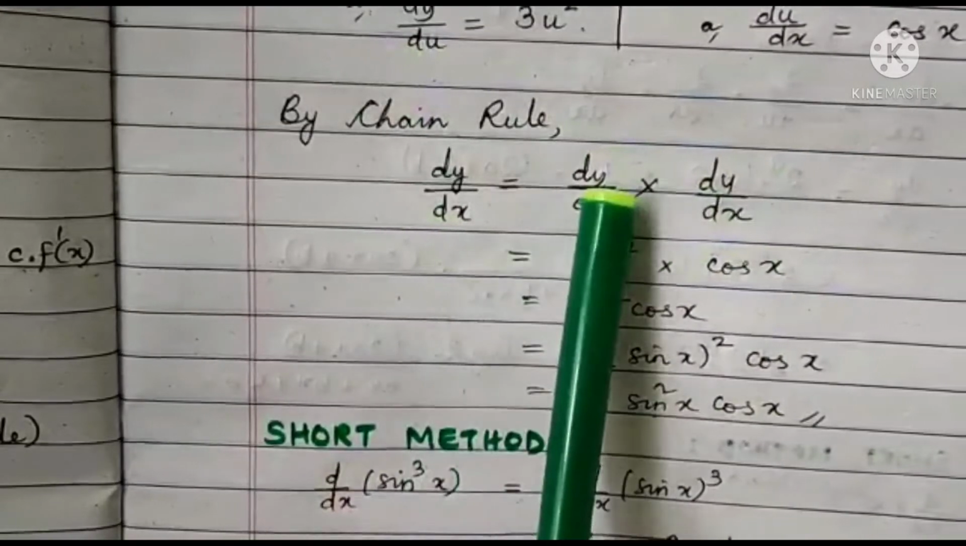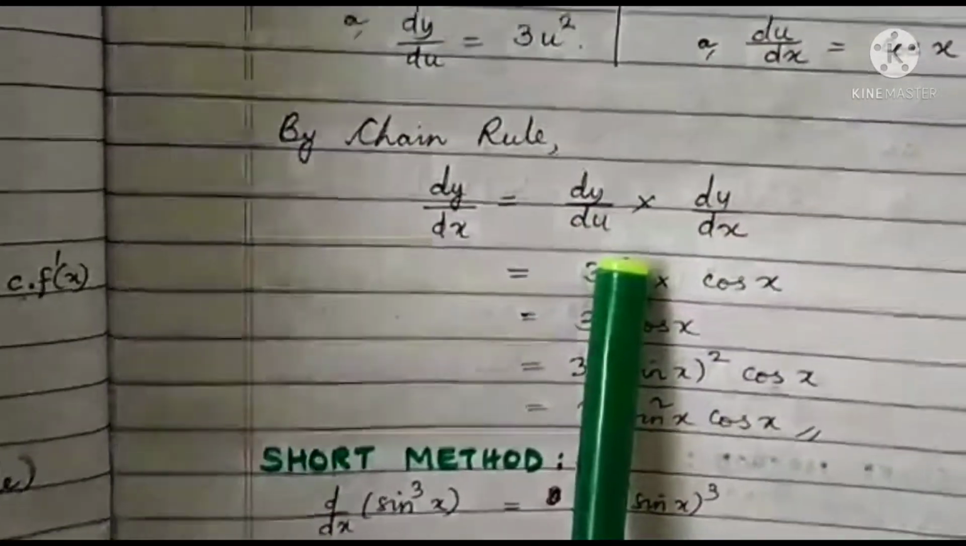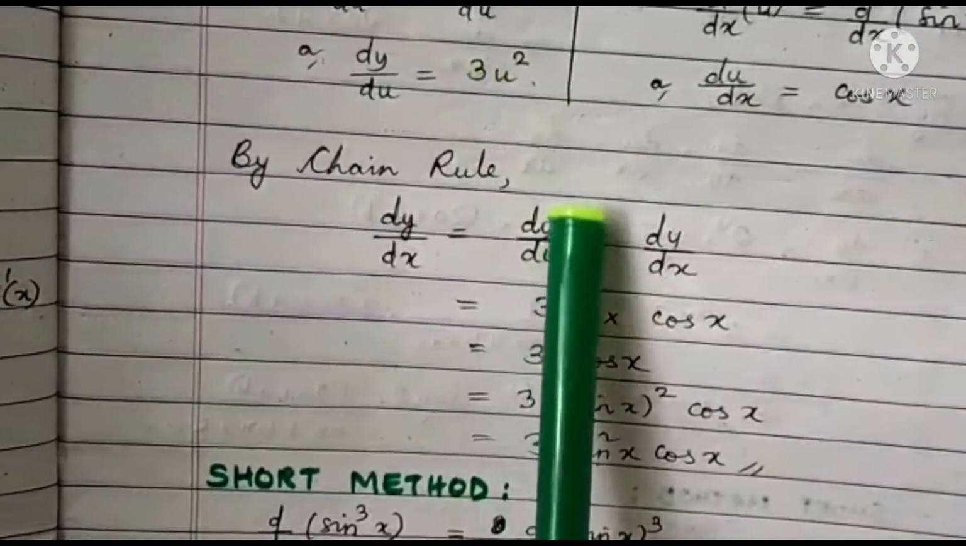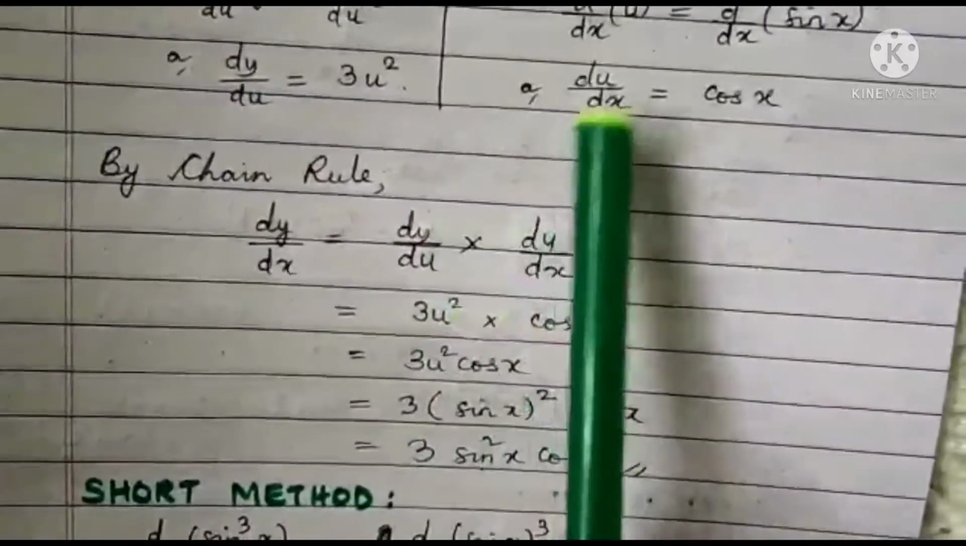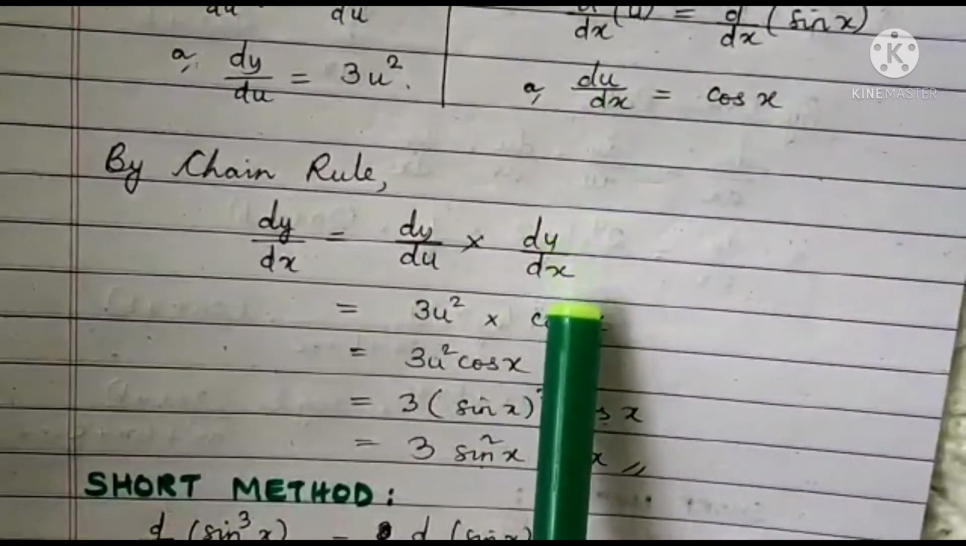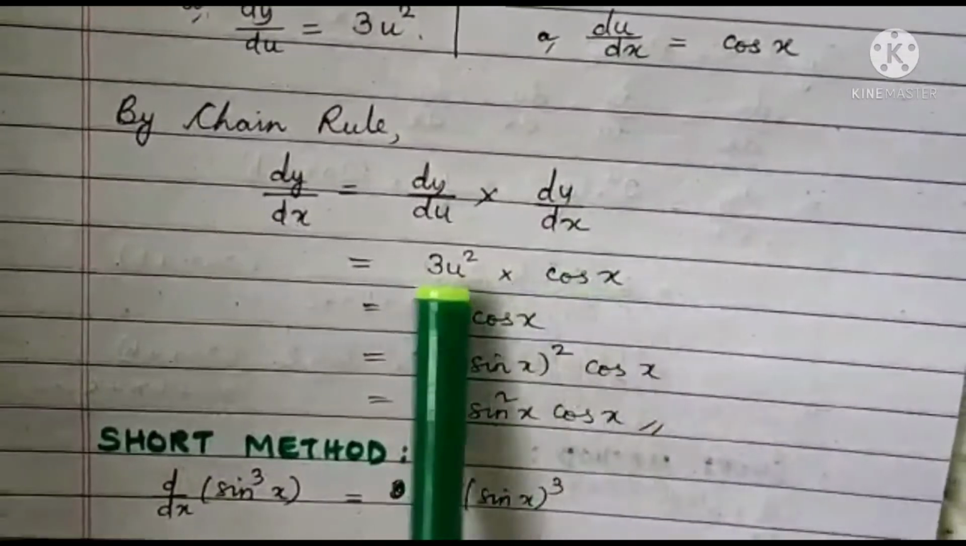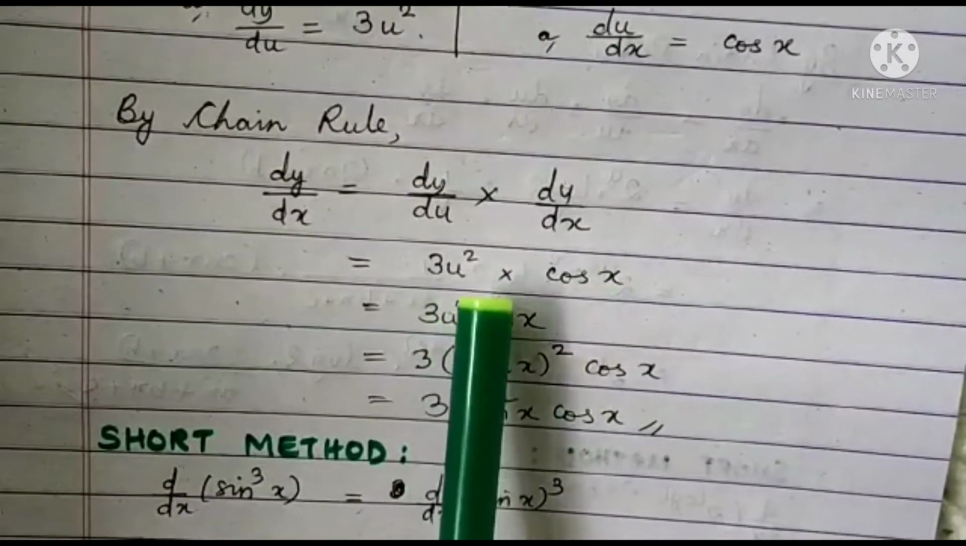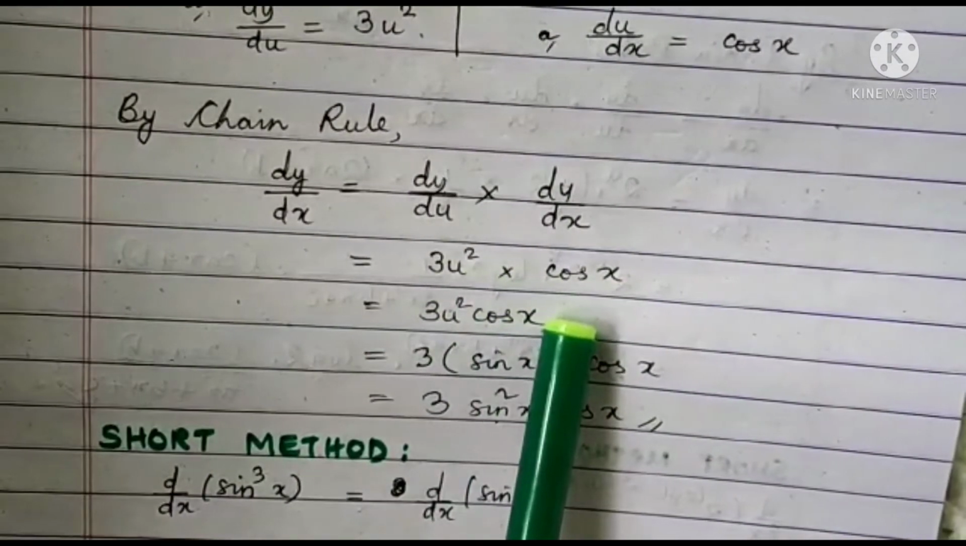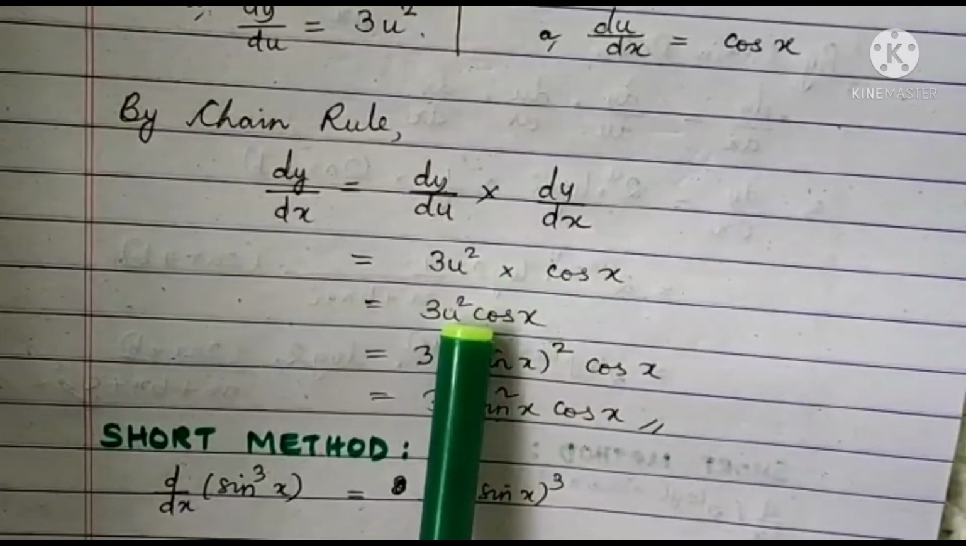Dy by dx is dy by du into du by dx. Your dy by du is 3u square, so instead of dy by du put 3u square, and du by dx is cos x, so instead of du by dx put cos x. Simple. Put this together, you get 3u square cos x. But then in your original question you don't have u, you only have x, correct?